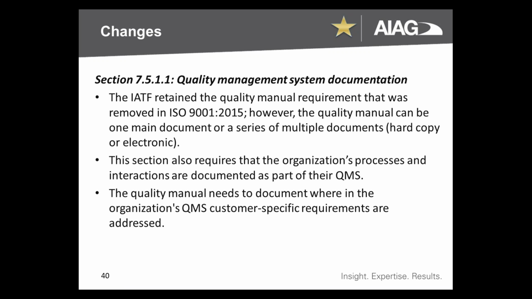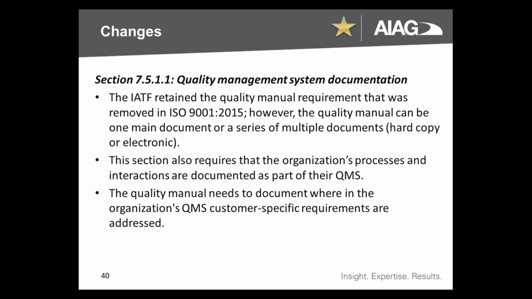Section 7.5.1.1 talks about quality management system documentation. IATF 16949 retains the quality manual requirement that is not in ISO 9001:2015. So ISO 9001:2015 got rid of the requirement for a quality manual. IATF brings it back. The quality manual, however, can be one main document or a series of multiple documents that can be either hard copy or electronic, so it can be in multiple places.